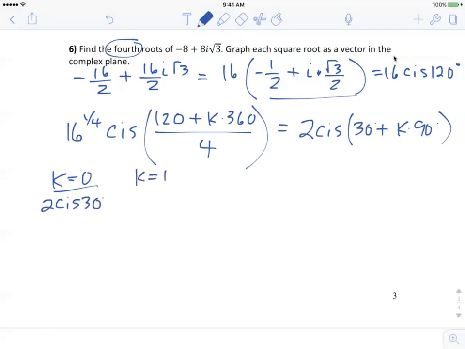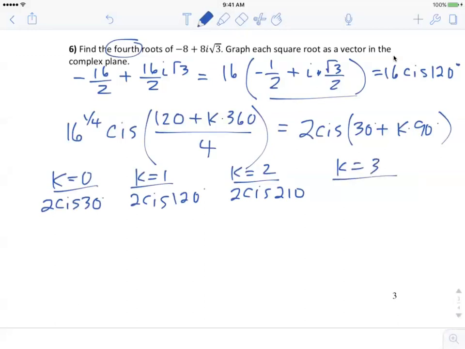K equals 1, I'm going to get 2 cis 120. Then 2 times 90 is 180 plus 30, 210. And then do one more. 270 plus 30, 300. Okay. And then there's my answers. If you want to practice putting those in rectangular form, go for it.